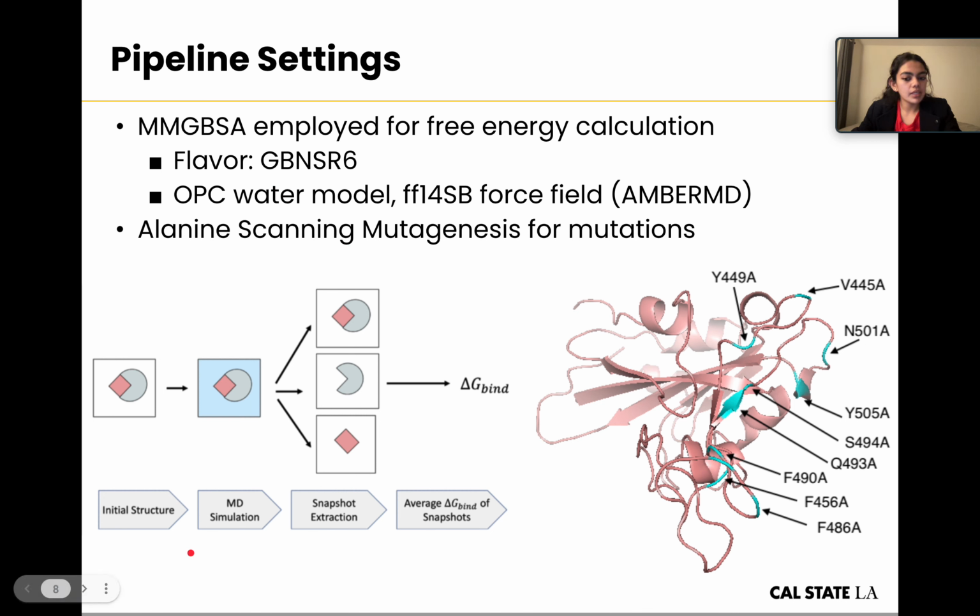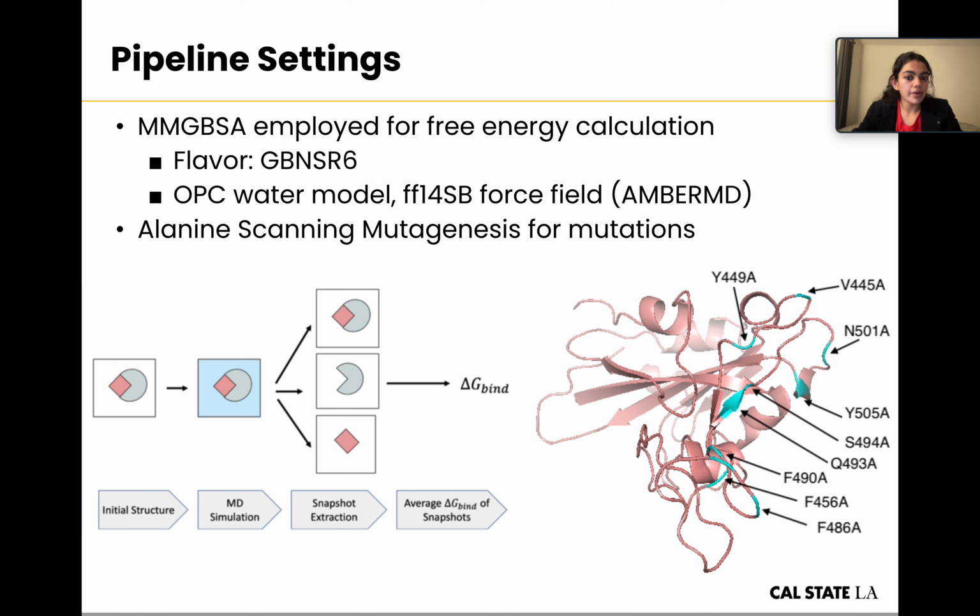We begin with the initial structure and then run it in an explicit simulation. From that, we extract snapshots of both the unbound and bound states of the virus and receptor. And then we calculate the binding free energy for each of those snapshots. Then we take the average of all of those free energies, and that's the value that's reported by MMGBSA.